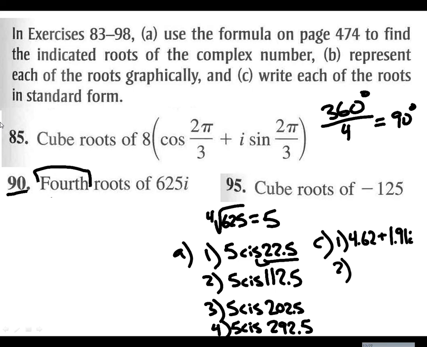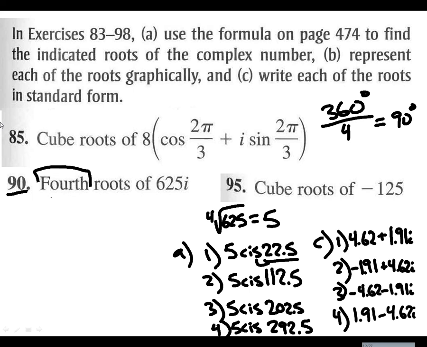So we'll do this all the way down. So the answers you'll end up with are negative 1.91 plus 4.62i. You'll start to see some repeat numbers. 3 is negative 4.62 minus 1.91i. And for 4, you get 1.91, I'm sorry, 1.91 minus 4.62i.